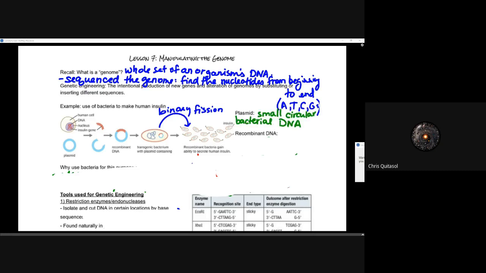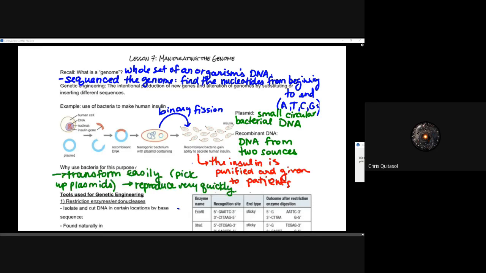So recall, a plasmid is a small circular bacterial DNA. Recombinant DNA is DNA from two different sources, in this case human and bacteria. So why use bacteria for this purpose? Well, it's important to understand that they can transform easily. Remember that transformation replication method: they can pick up DNA quite easily from plasmids, and they also reproduce quite quickly. So this insulin produced by bacteria can then be removed, purified, and given to patients, and that insulin is absolutely indistinguishable from the insulin that our bodies produce.